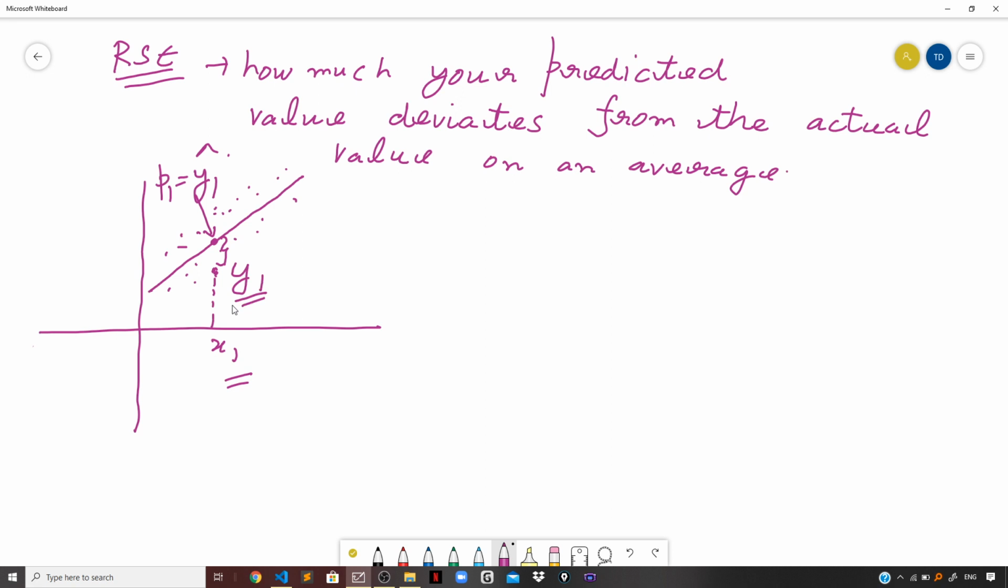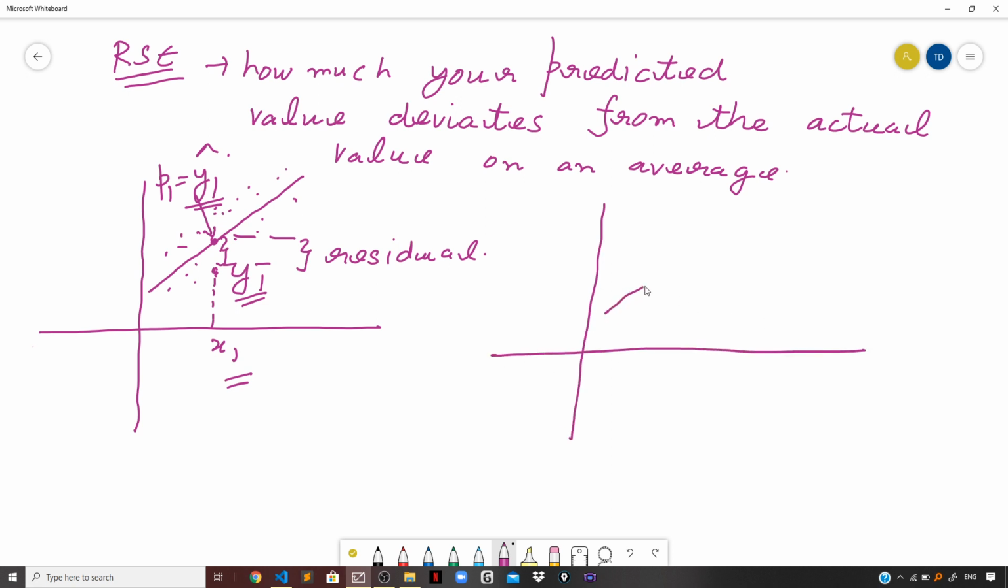Then you can see that the difference between the predicted value, which is y cap, and the real value, which is y1, is this. This difference between y1 cap and y1 is your error. It is your residual. This we have already seen in the previous video. In RSE, what you can do is trace two other lines. So let me show you this with a separate diagram.